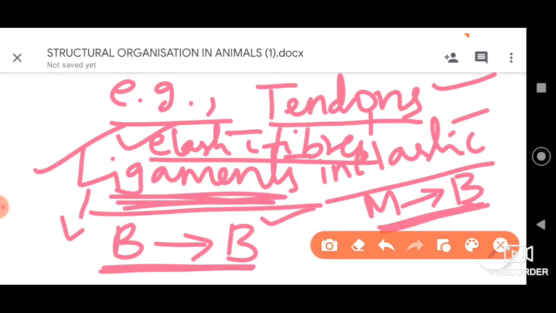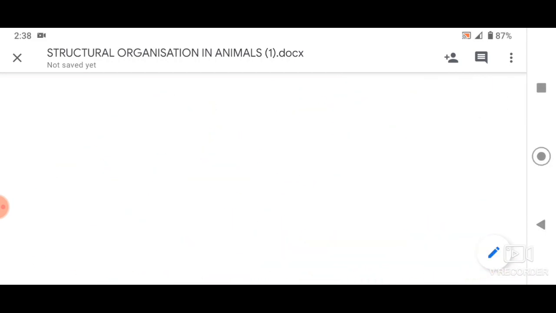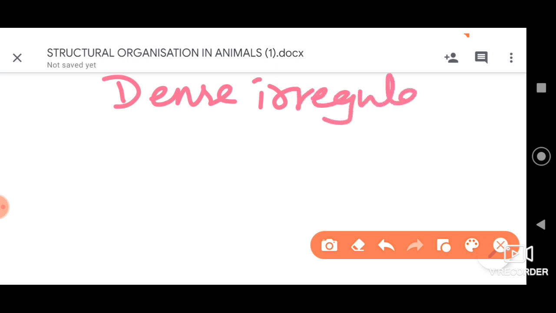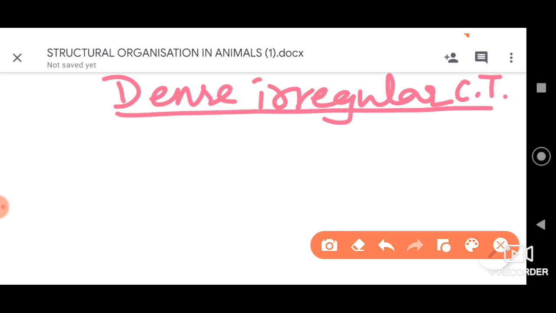Let me repeat, tendons are strong, inelastic structures that join muscle to bone. They consist of more collagen fibers, and ligaments have very few collagen fibers and a high number of elastic fibers. So this is about the dense regular connective tissues. And moving ahead, the second we have is dense irregular connective tissue. So under regular, tendons and ligaments we have studied.